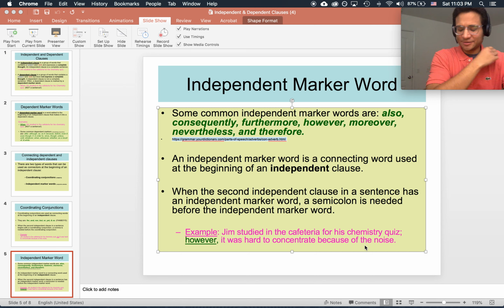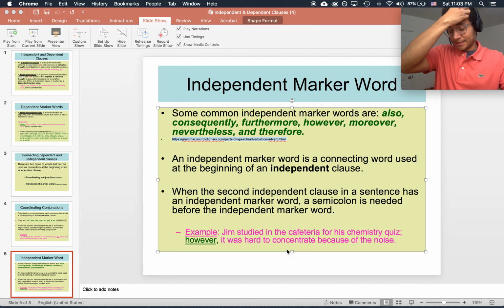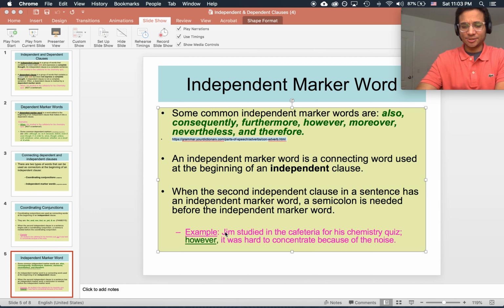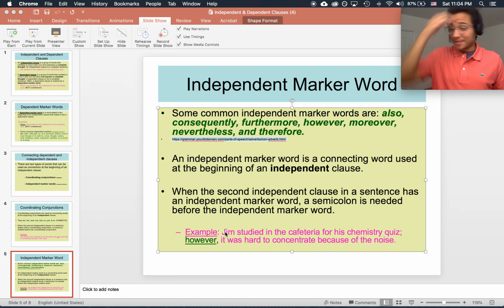Okay, so Jim studied in the cafeteria for his chemistry quiz, semicolon, however, it was hard to concentrate because of the noise, okay? And notice, guys, that these are two independent clauses. Jim studied in the cafeteria for his chemistry quiz is an independent clause. It was hard to concentrate because of the noise is also an independent clause. They're both expressing complete ideas, and they can both stand on their own as complete sentences. And that's why it's called independent marker words. It's demarcating two independent clauses.